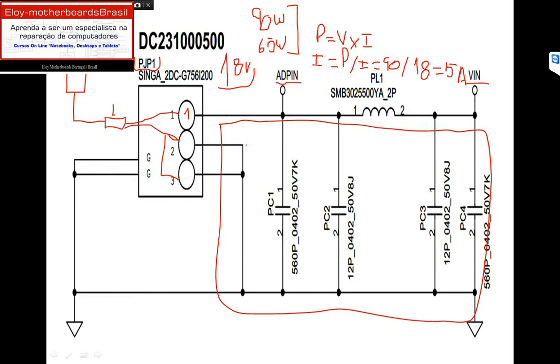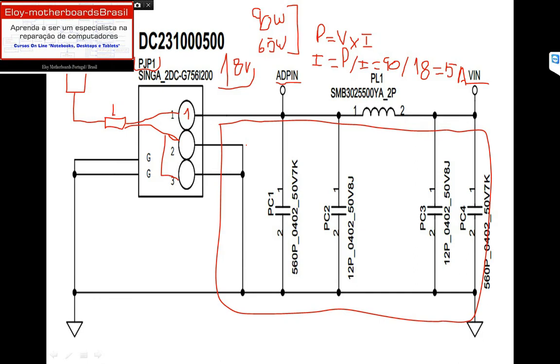And let's never forget all the calculations. People tend to forget the calculation, but remember, all these components are here because there was a previous calculation. The engineer calculated all this circuit right here, and when he made all this calculation, he said we need to have here 90 watts or 65 watts with 18 or 19 volts.